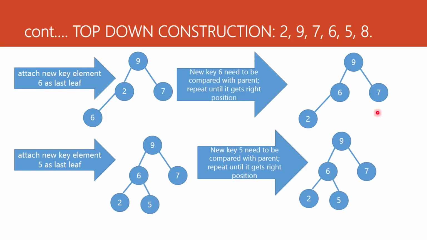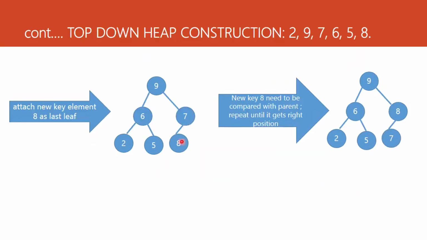Now the final element you have to attach is 8. 8 you need to attach here to 7 as the last leaf. Now I have attached 8 as the last leaf here to 7, and then check whether 8 is satisfying the parental dominance, whether its parent is greater or equal to 8. So here in this case the parent is smaller than 8, so you have to swap it. Now again 8 needs to be compared with its parent. Now the parent is bigger than the child, so that means 8 is in the right position.